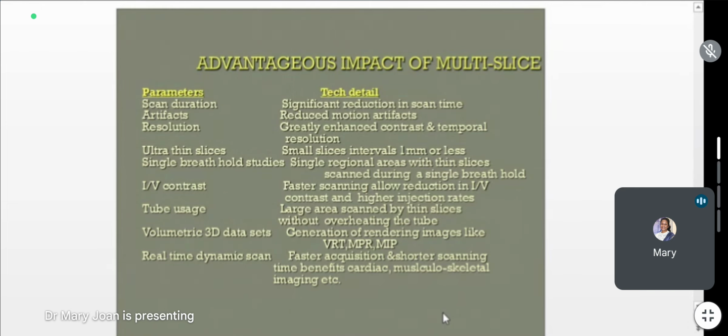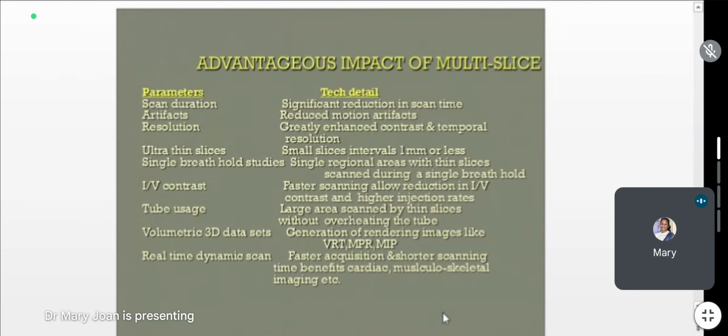Resolution: greatly enhanced contrast and temporal resolution. Ultra thin slices of intervals less than 1 mm or lesser, and single breath hold studies, single regional areas with thin slices scanned during a single breath hold. IV contrast: faster scanning allows reduction in the IV contrast and higher injection rates.